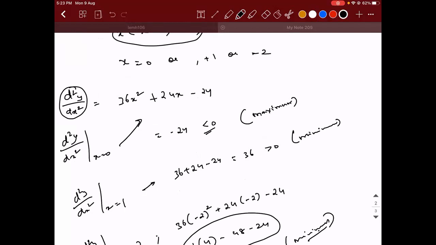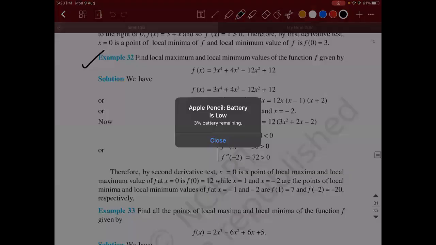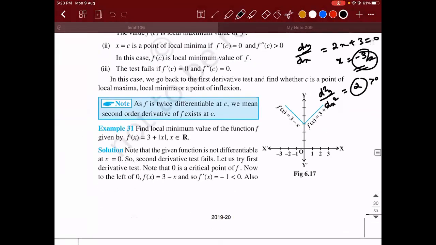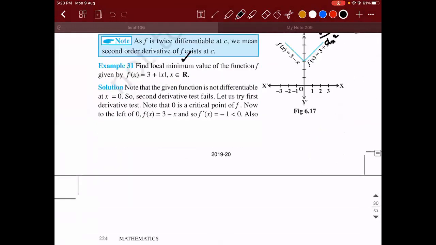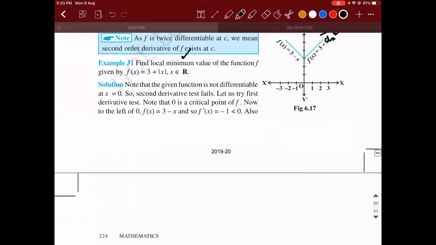So I have a doubt, sir. In the example before this, where we got a point of minima, can we find the point of maxima from a point of minima, sir? Like since 2 is the point of minima, can we find the point of maxima from that? No, you can't do that.